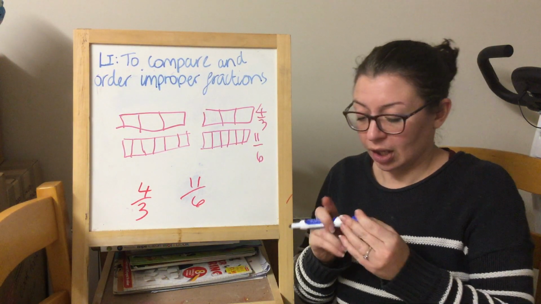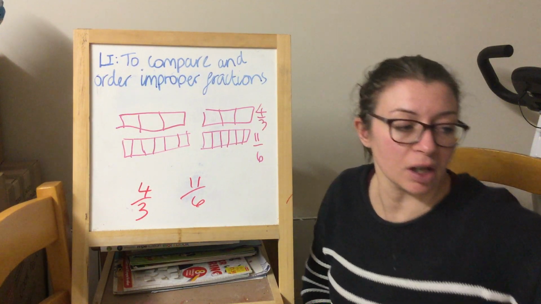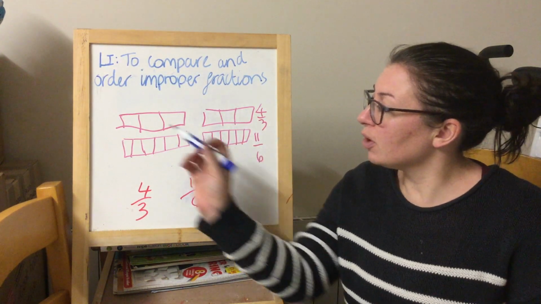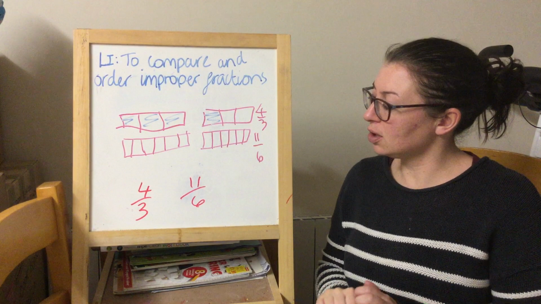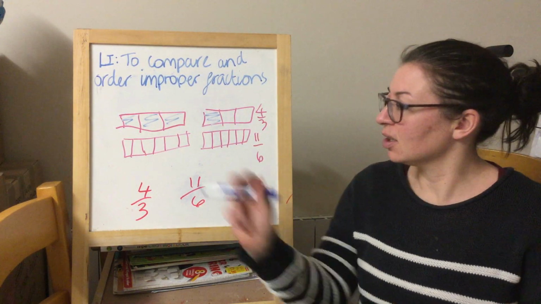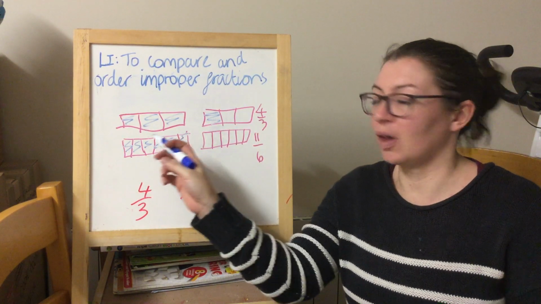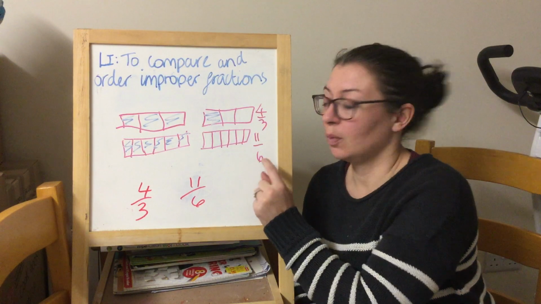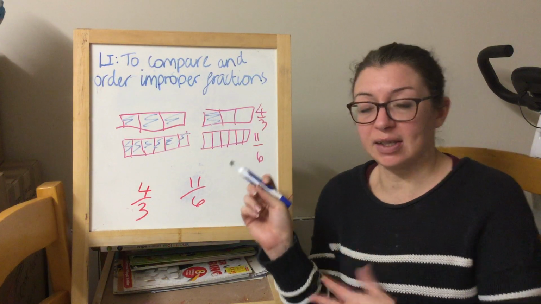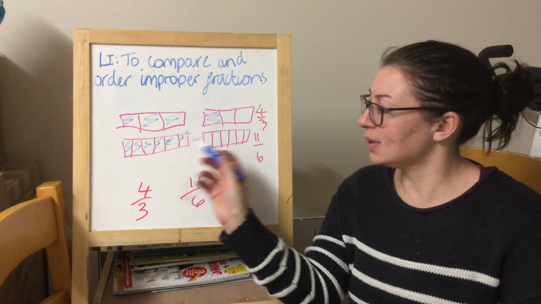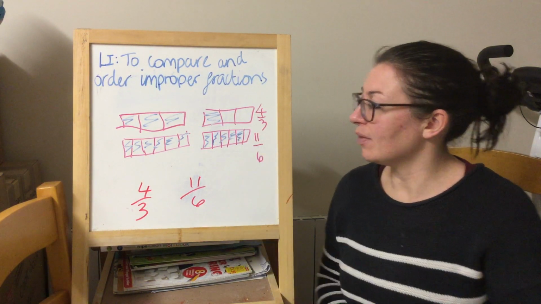So, as I said, pause at any time that you want to draw and help yourself do these diagrams. So, we're going to colour in our 4. So we've got 1, 2, 3, our 4 thirds. I've got 11 sixths. So we've got 1, 2, 3, 4, 5, 6. We know there are 6 there because we know it is a whole because of the size of that number. So we've got 6 and we need 5 more because 6 plus 5 equals 11. So 6, 7, 8, 9, 10, 11.